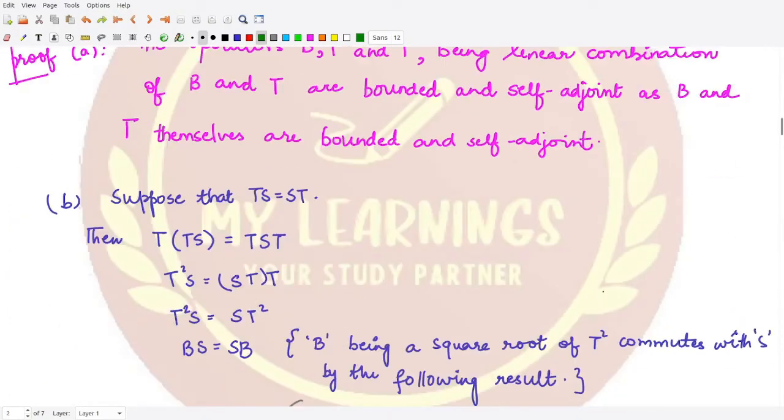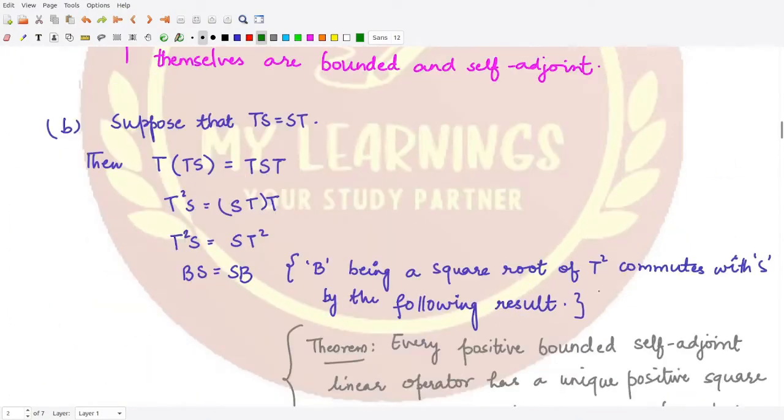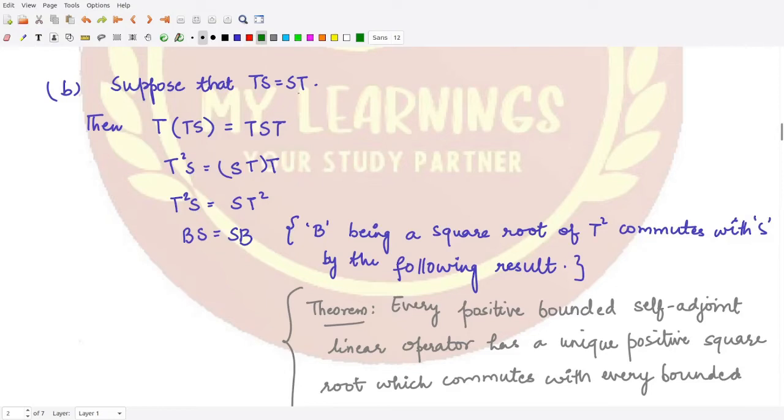Let's prove the B part first. We suppose that S is an operator such that it commutes with T. Now we want to prove that SB is equal to BS. We also want to prove that ST positive is equal to T positive S, and that ST negative is equal to T negative S. So we want to prove all of these three things.